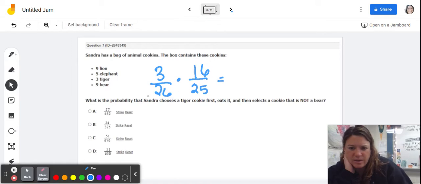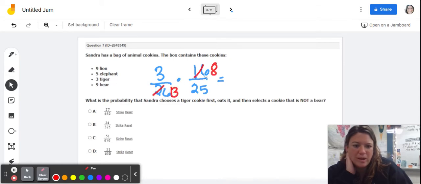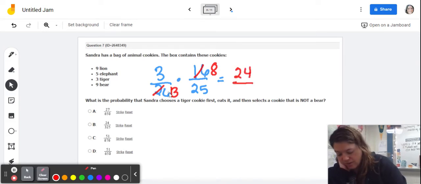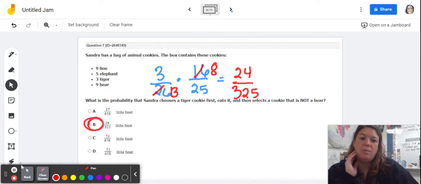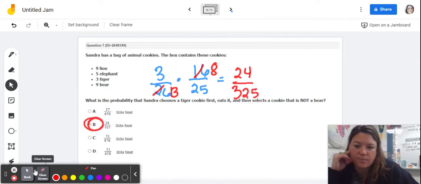I know I can simplify this because 16 and 26 are even numbers. So I'm going to make this an 8 and I'm going to make this a 13. I just divided them both by 2, basically. So it makes my multiplying a little bit easier. 3 times 8 is 24. 13 times 25 is 325. Also, Desmos would have simplified that for you too. But that's how multiplying fractions works.